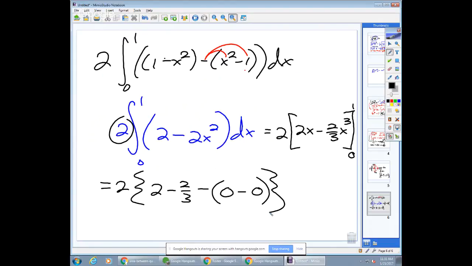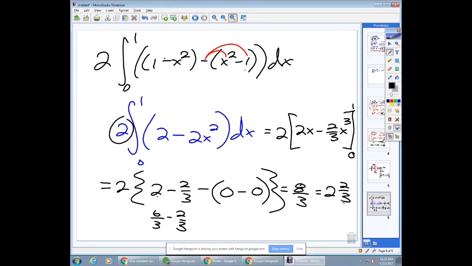Let's see, 2 would be the same thing as what? 6/3 minus 2/3 gives me 4/3. Times 2 is 8/3. And I'm generally in the habit of sticking with mixed numbers until the end. Not much more I can do except stay 8. Let's see, 3 goes in there, what, twice with 2 left over. So I could say it's 2 2/3, 2.66666.